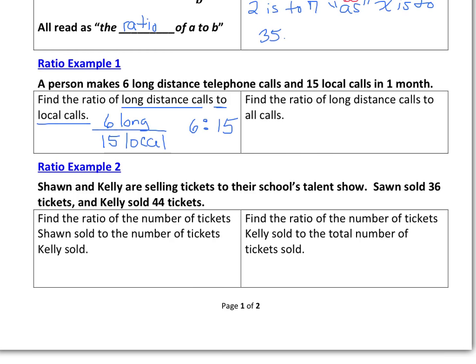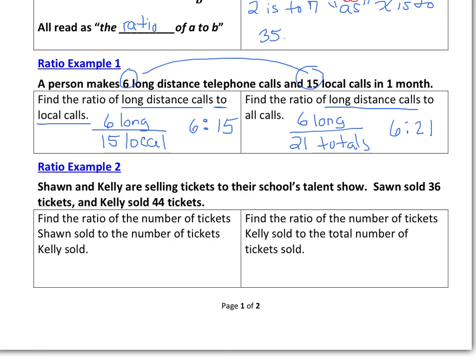Okay, now we're asked, find the ratio of the long-distance calls to all calls. Again, the order is important. The first phrase is long-distance calls. That means that's going to be in the numerator, 6 long. And the total number of calls, well, we've got 6 long, 15 local, that's a total of 21 total calls. So we can write our ratio as 6 to 21.